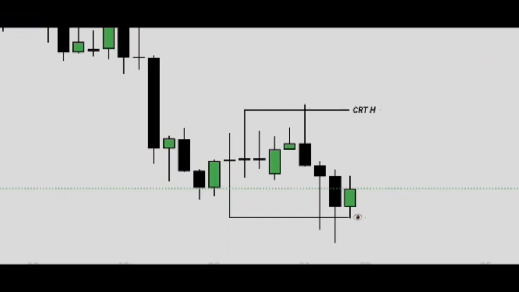So how do you select the right CRT? Now pay attention to this. What you need to do is to mark the last 4-hour candle that formed the high of that day. That candle is your Asia range, right? And most of the times that candle is the 4 p.m. 4-hour candle. If you are trading Forex, sorry, the 9 p.m. 4-hour candle.